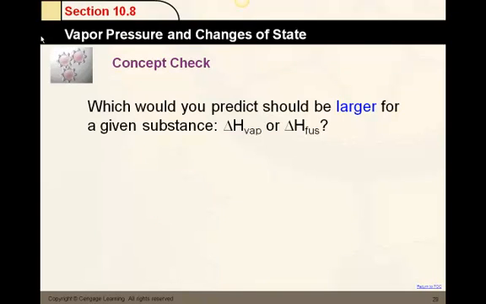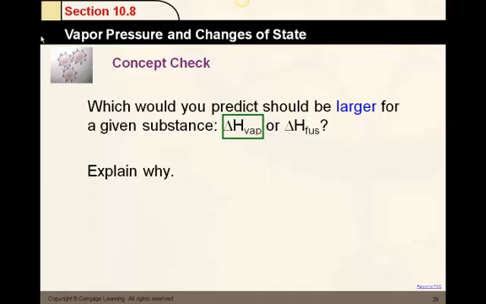Which would you predict should be larger for a given substance? Delta H vaporization or delta H fusion? Well, what are these terms? Delta H vaporization is the energy needed per mole to vaporize a particular substance, and delta H fusion is the energy needed to melt a particular substance. So, which one will take more energy to do? Let's see if they tell us. Oh, and they say explain why. And they just say delta H vaporization.